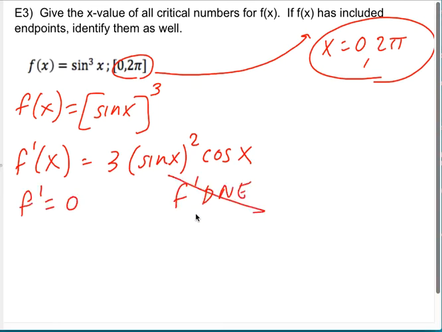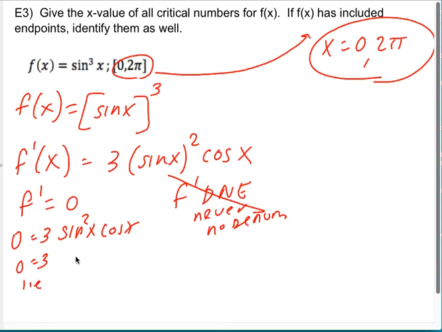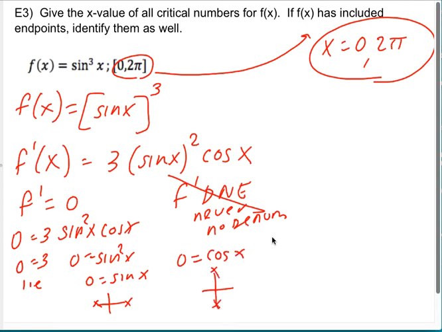So I want when f prime is 0 or when f prime does not exist. Well, this is going to be never, because again, there's no denominator, right? If this was like a secant or a tangent or something that has a value in the bottom, then we would be able to find a spot when f prime doesn't exist. So f prime equals 0 when either 3 equals 0 or sine squared is 0 or cosine is 0. So 0 equals 3 is a lie. 0 equals sine squared of x is going to mean that sine is 0. Well, that happens at all the pi's, right? So we'll answer that in a sec. And 0 equals cosine, well, that's going to happen at the pi over 2's, right? Because that's where the y on the unit circle is 0.